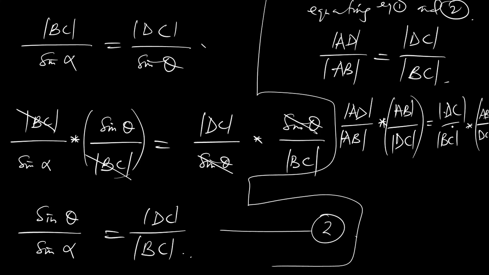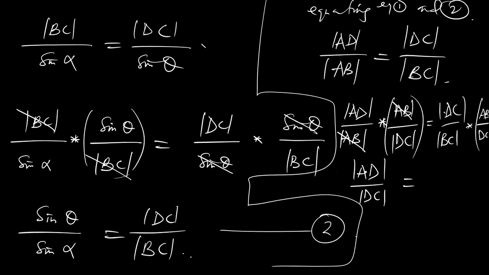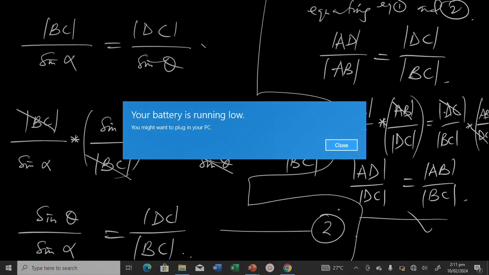So multiplying both sides with this factor, this AB will cancel itself here. You now have AD all over DC equal to this. DC will cancel DC here. So now you have AB all over BC. So if you check, the formula is also being proved here again.